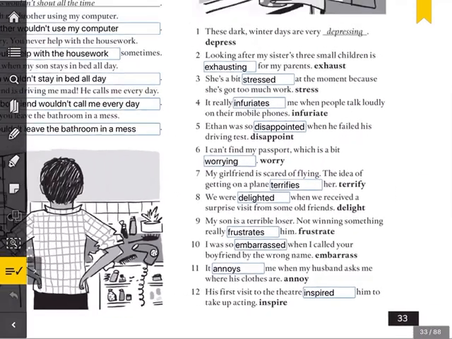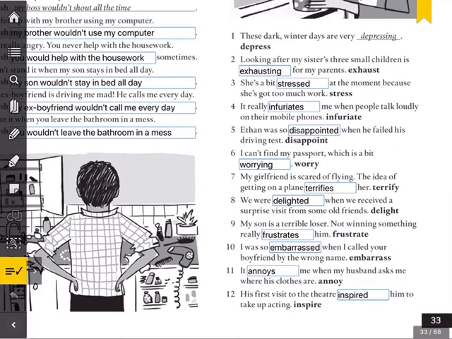Now, I just wanted to have a look at some more examples of this kind of idea about expressing your feelings with a verb, with an ed adjective or an ing adjective.